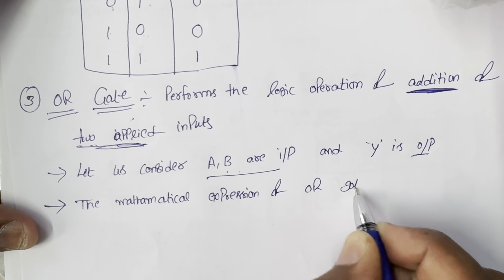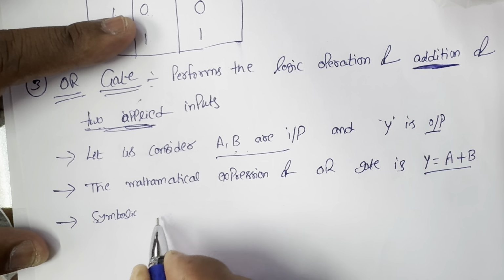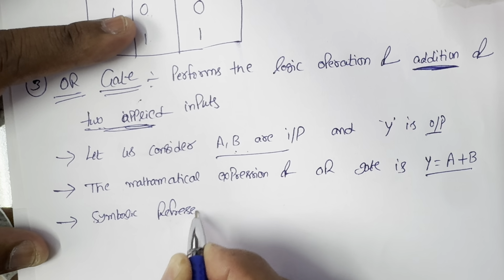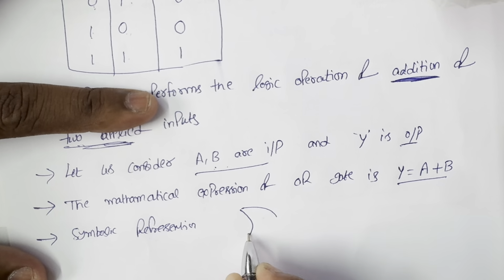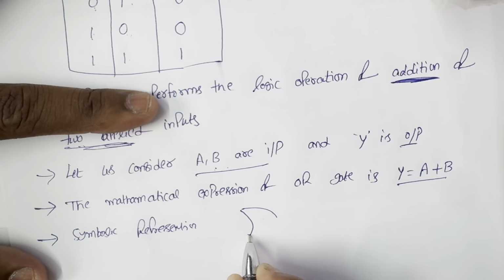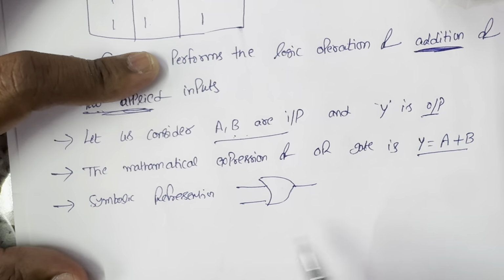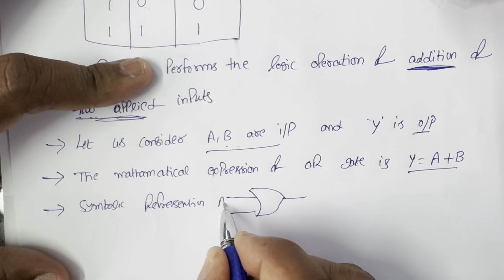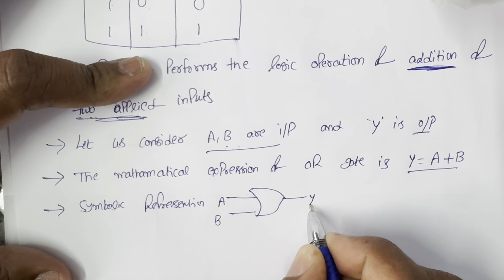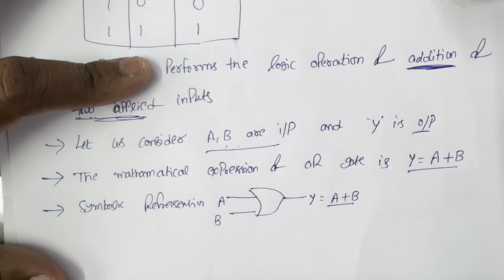And while coming to the symbolic representation, it will be represented like this. Just look here: one side is a straight line and the other is a somewhat curved line. Inputs are A and B. Output is Y equal to A plus B.